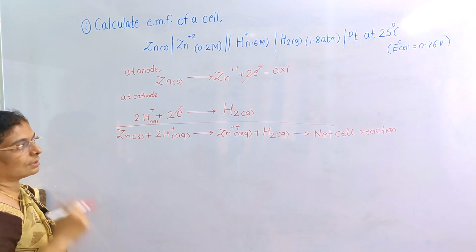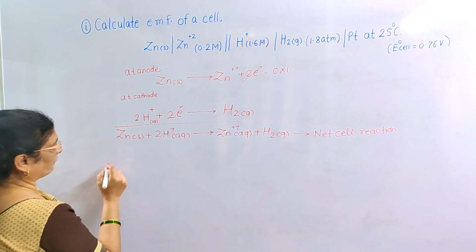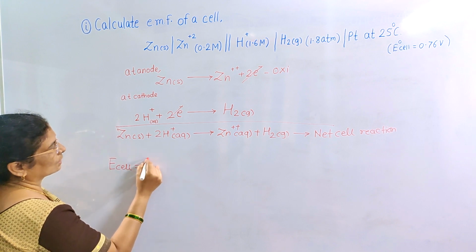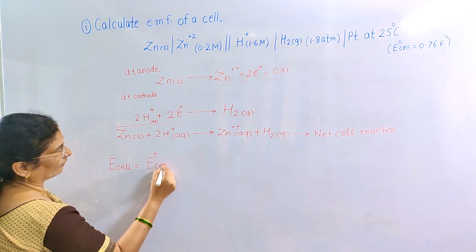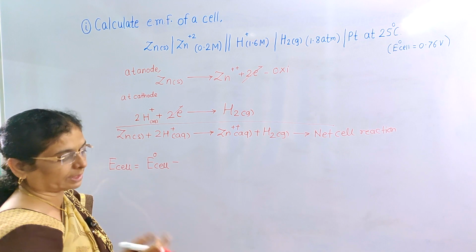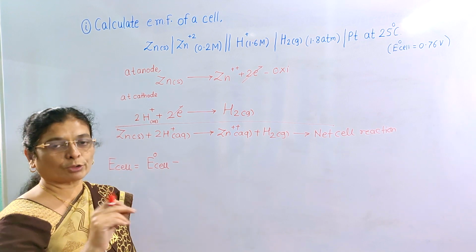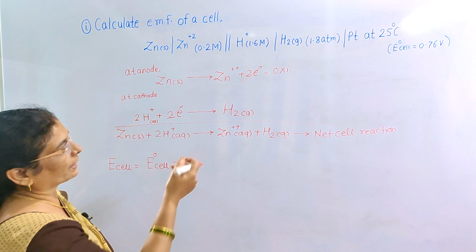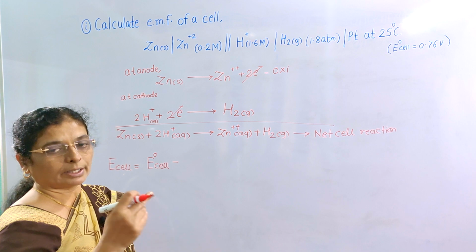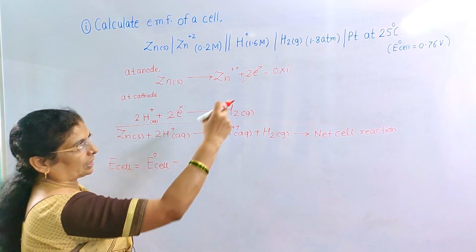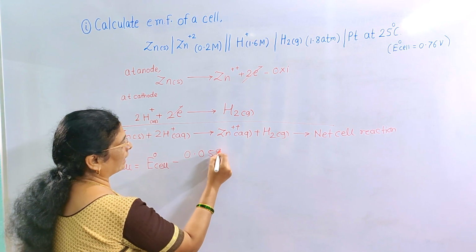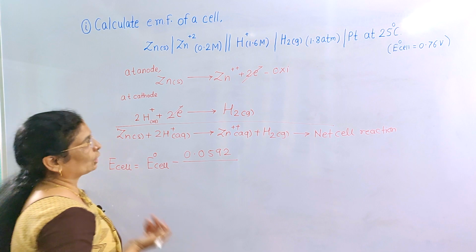Now you can use the Nernst equation. What is the Nernst equation? E cell is equal to E0 cell minus, now remember here the temperature is given 25 degrees Celsius, so you can use directly this value 0.0592. If the temperature is other than 25 degrees Celsius, you can use the formula 2.303 RT upon nF. But the temperature is 25 degrees Celsius, so we can use the modified formula, that is 0.0592 upon n. What is the value of n here?